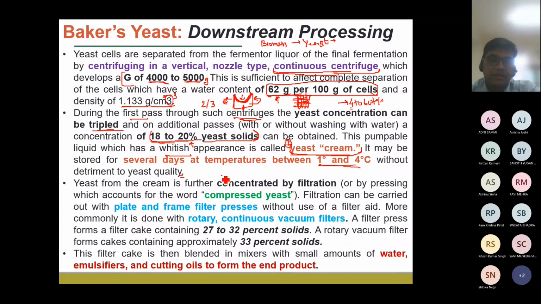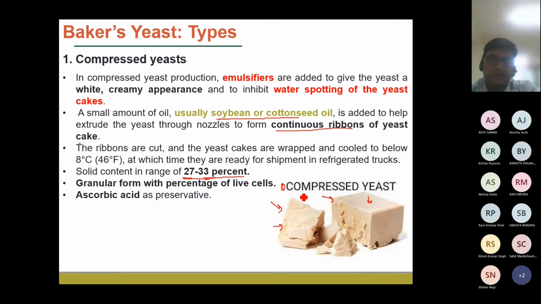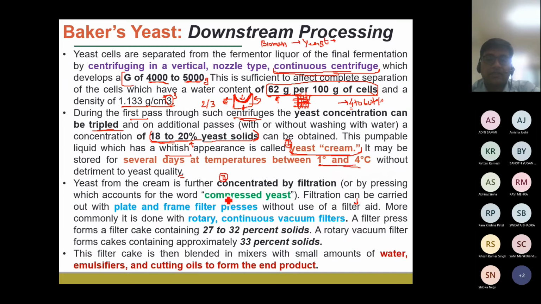The second product is called compressed yeast. As I have discussed here, it looks like a block of cake. So how do we obtain that? To obtain this, we further concentrate it, in this case not by centrifugation but by filtration.